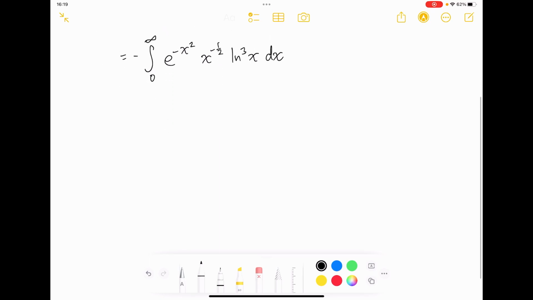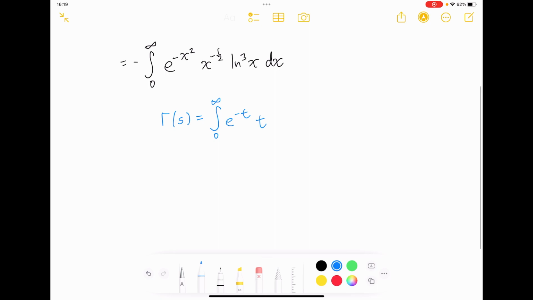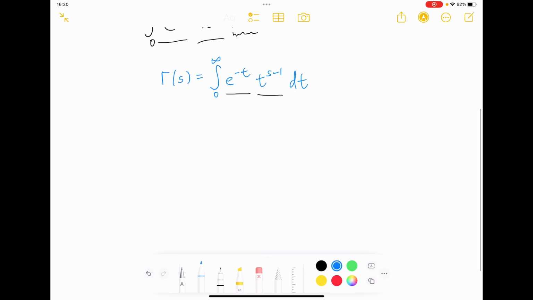And what we're going to do is compare this with the gamma function because it's really similar in structure. So the definition of the gamma function evaluated at s is the integral from 0 to infinity of e to the minus t times t to the s minus 1 dt. Now, if we compare these two integrals, we see that this part is similar to this part. The dummy variables are in the same place, but we're missing this natural log part. Now, how do we get it? We're going to get it by differentiating on both sides with respect to s.